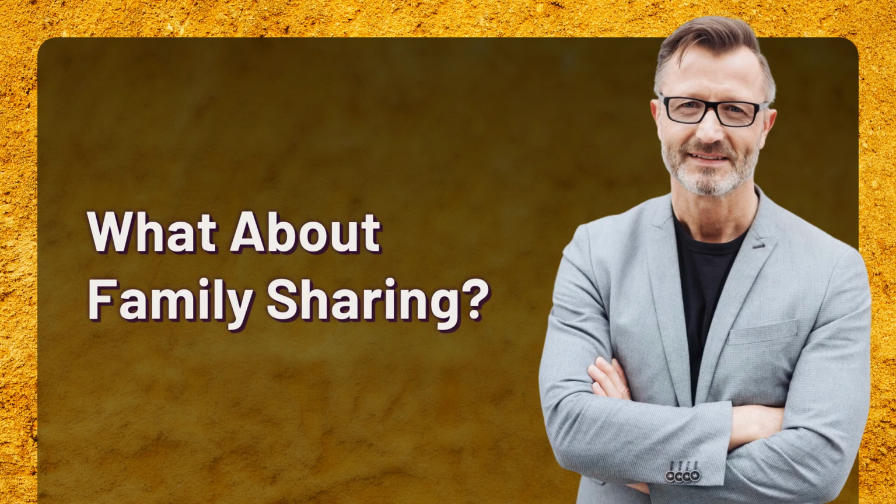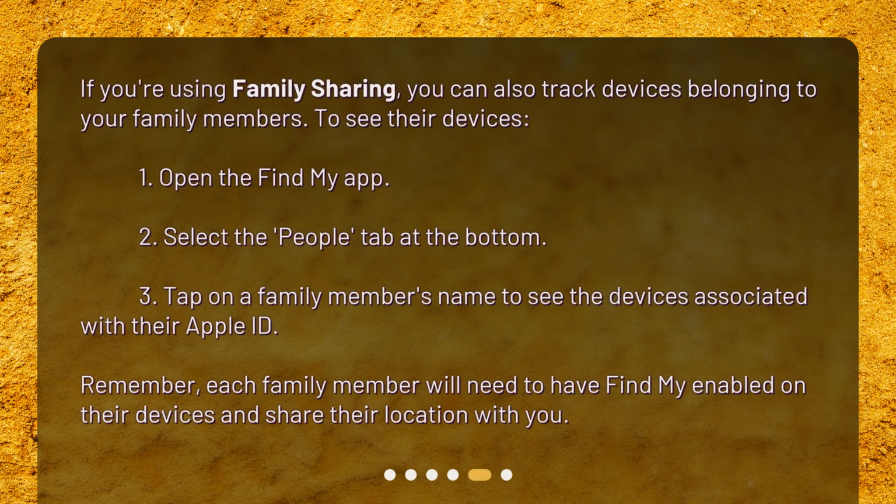What about Family Sharing? If you're using Family Sharing, you can also track devices belonging to your family members. To see their devices, 1. Open the Find My app. 2. Select the People tab at the bottom. 3. Tap on a family member's name to see the devices associated with their Apple ID. Remember, each family member will need to have Find My enabled on their devices and share their location with you.